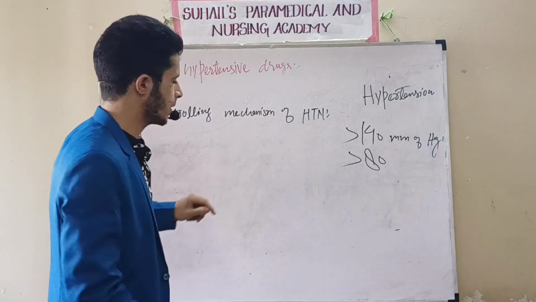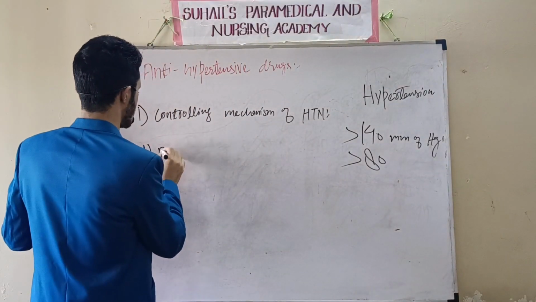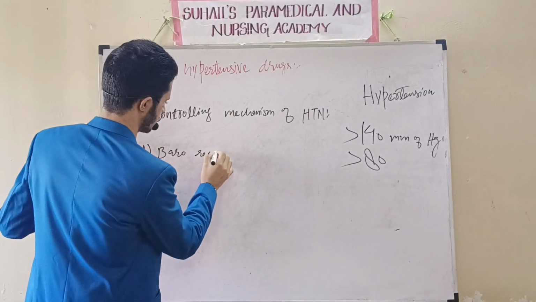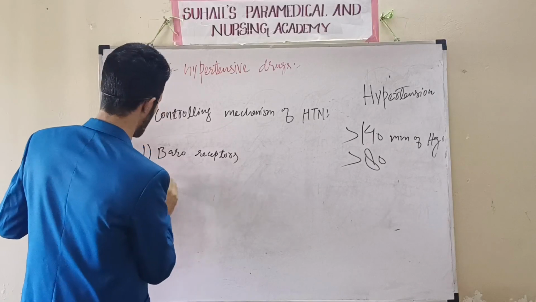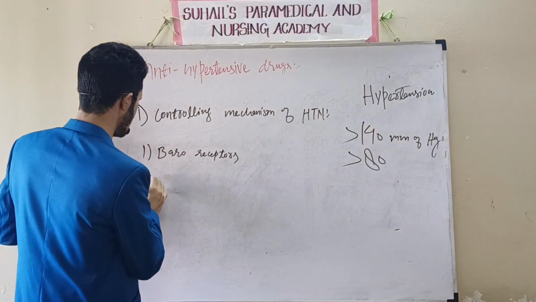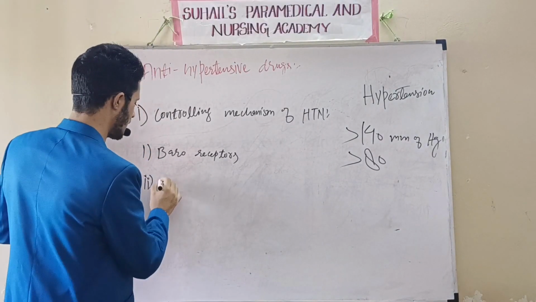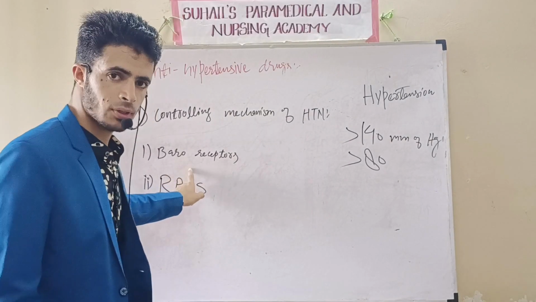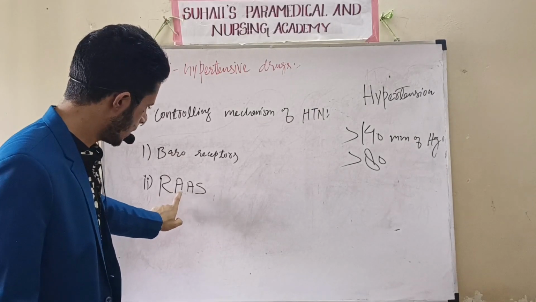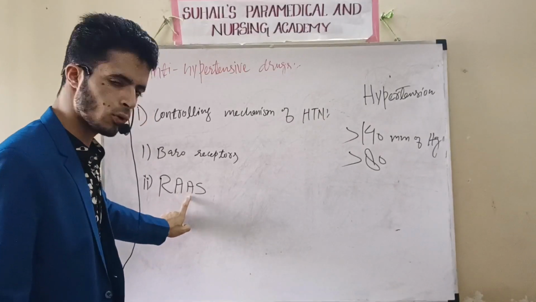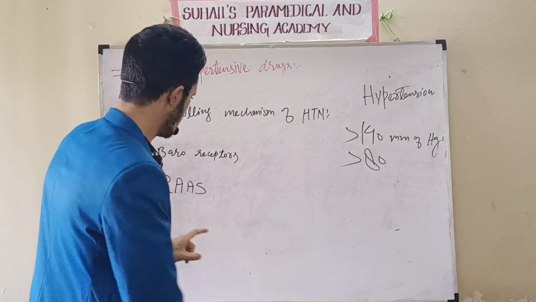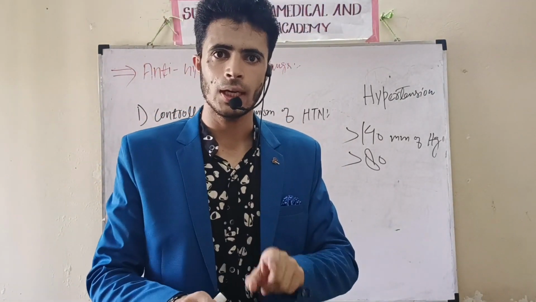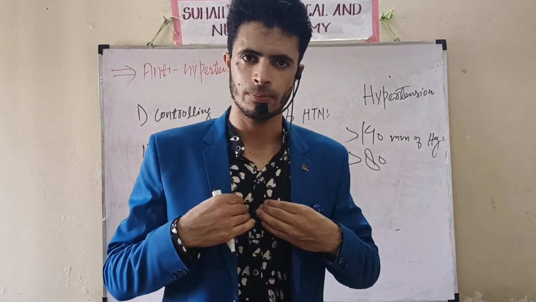Controlling mechanism of hypertension in our body: one is baroreceptors. Second is the RAAS system, which means renin, angiotensin, aldosterone system. These are the two things which normally control hypertension in our body.